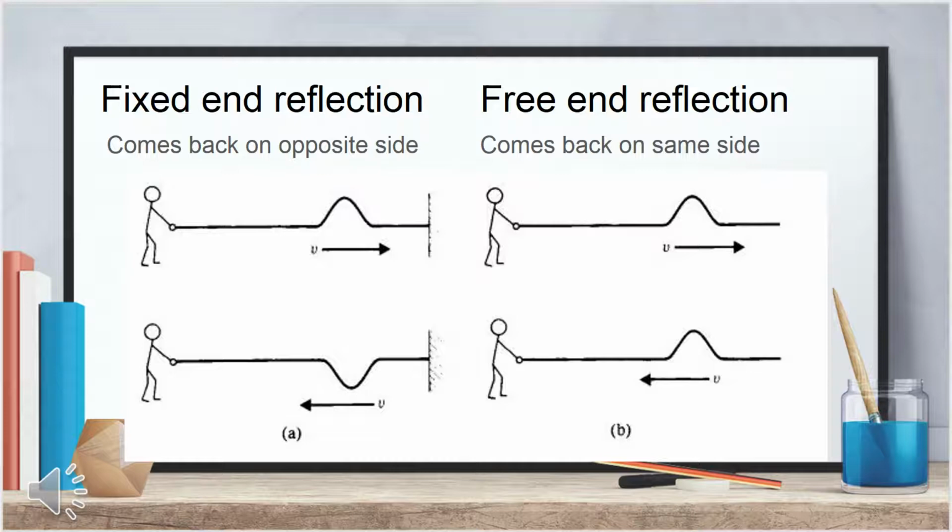When it comes to reflection of waves, there's both fixed end reflection and free end reflection. When you send a wave toward a fixed end, it will return on the opposite side of the rope, as is shown in the first diagram on the left. But if the end is free, then the wave will return on the same side as the original wave, which is the diagram on the right.